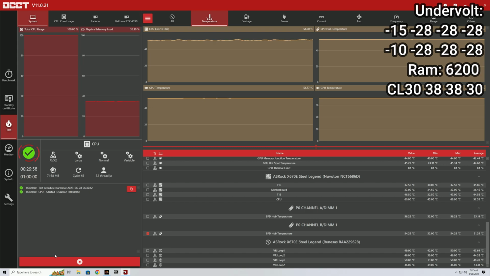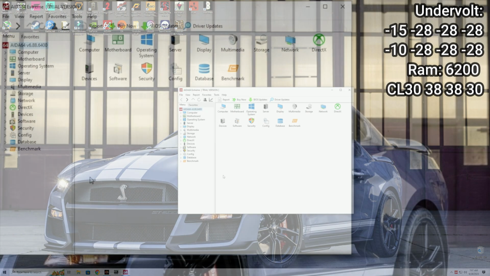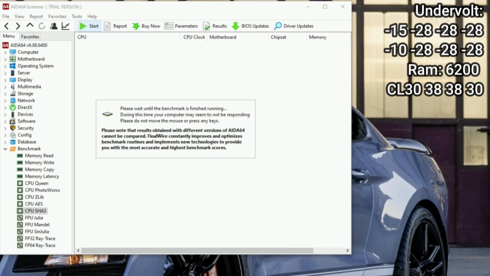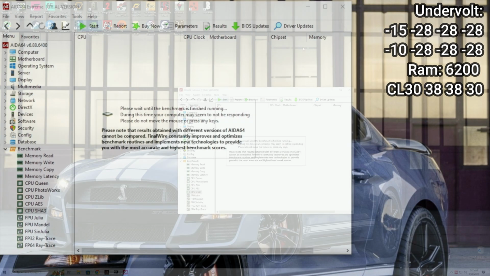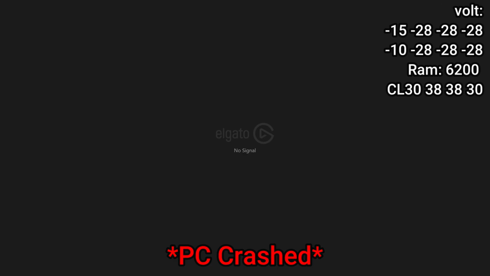In the background, a perfect example of this exact scenario is running. OCCT ran stable for 30 minutes, as shown within the video over there. I opened up AIDA64 and ran SHA-3, and within literally less than 15 seconds, as I speed forward through this, the PC crashed and blue screened after it ran perfectly fine for 30 straight minutes on OCCT without a singular error.